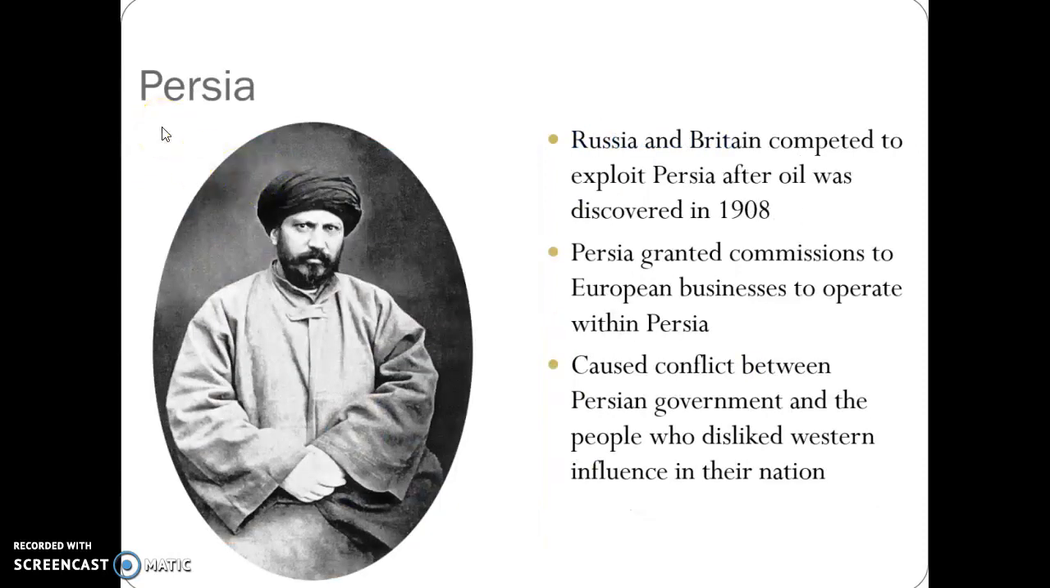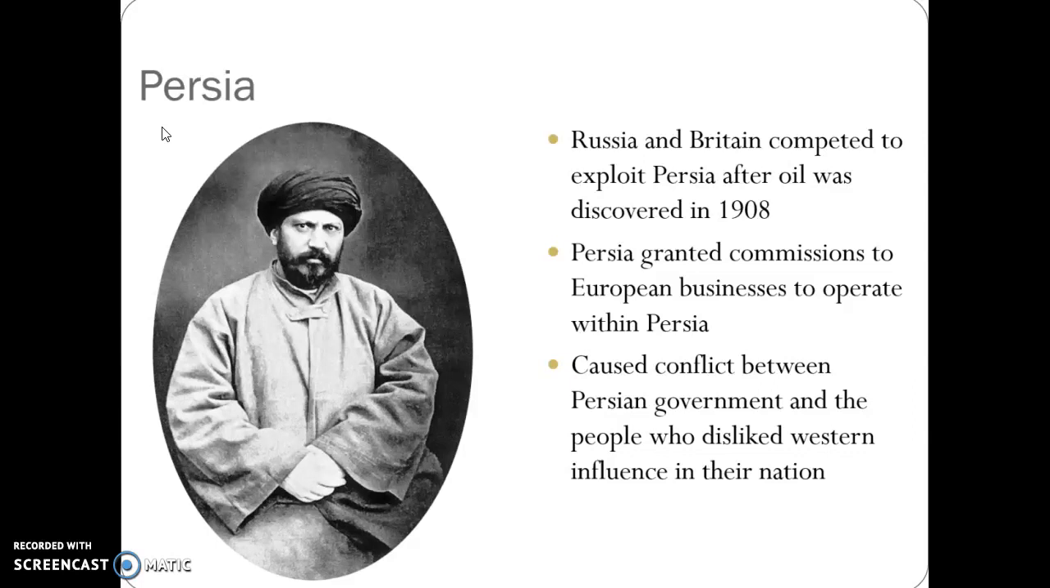In today's Iran, or Persia, you had Britain and Russia both competing with one another to kind of interfere in Persia's internal workings. Oil was discovered around 1908, and both Britain and Russia, as modern industrial states, were looking for oil to be able to power some of their industries.